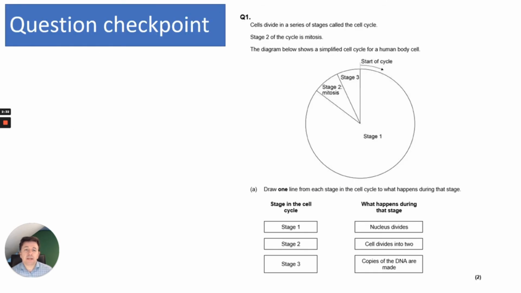So let's have a look at some questions on this. Okay, so first of all, I'd like you to pause, have a read, and have a go at the question. So 3, 2, 1.